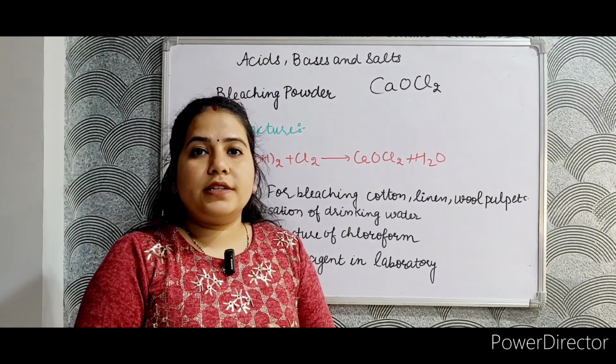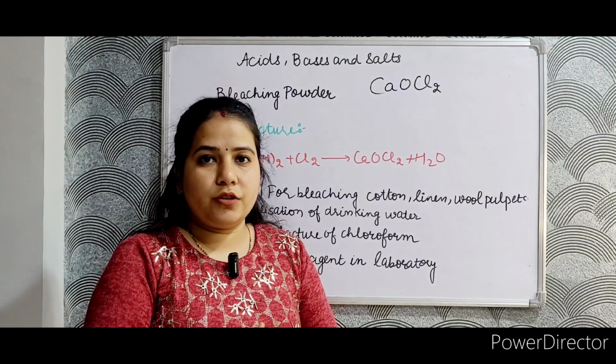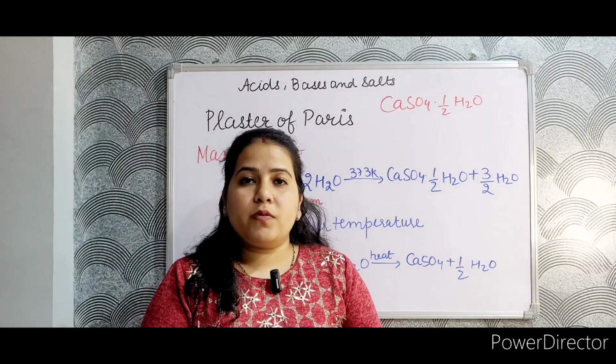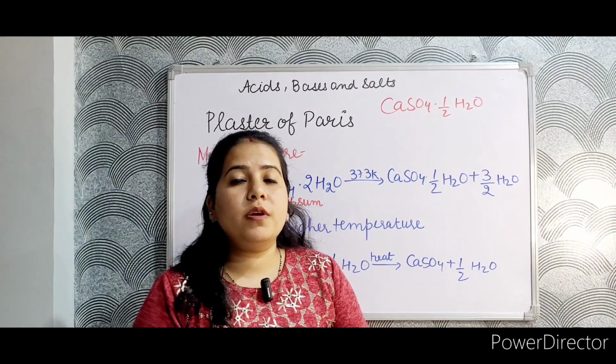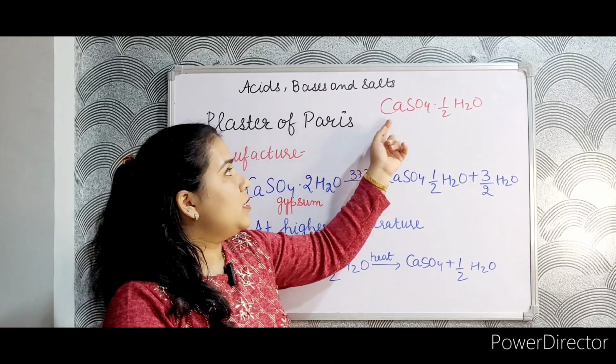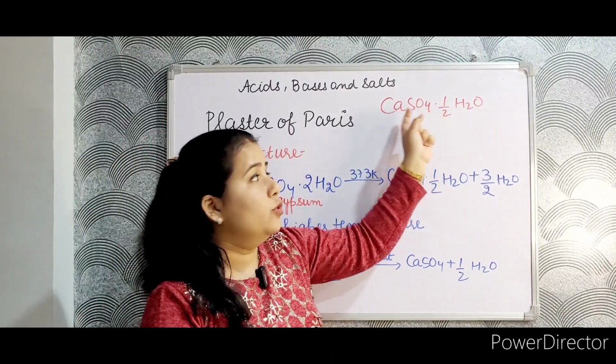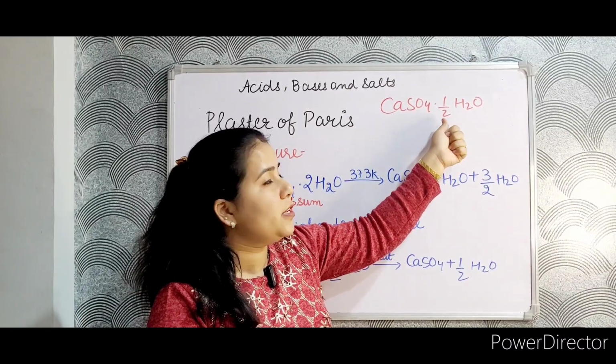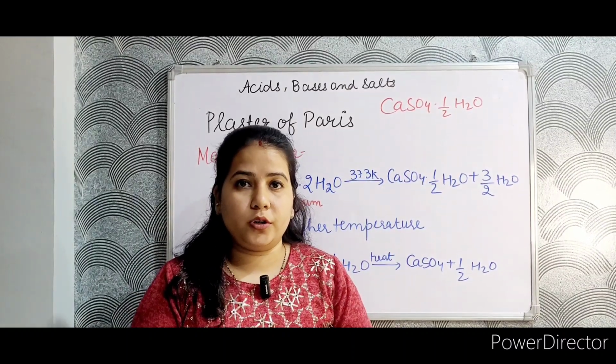Now what is an oxidizing agent? It helps in oxidation of others and itself gets reduced. Our next compound is plaster of Paris. The formula for plaster of Paris is CaSO4.1/2H2O, calcium sulfate hemihydrate. Hemihydrate means half mole of water molecule.